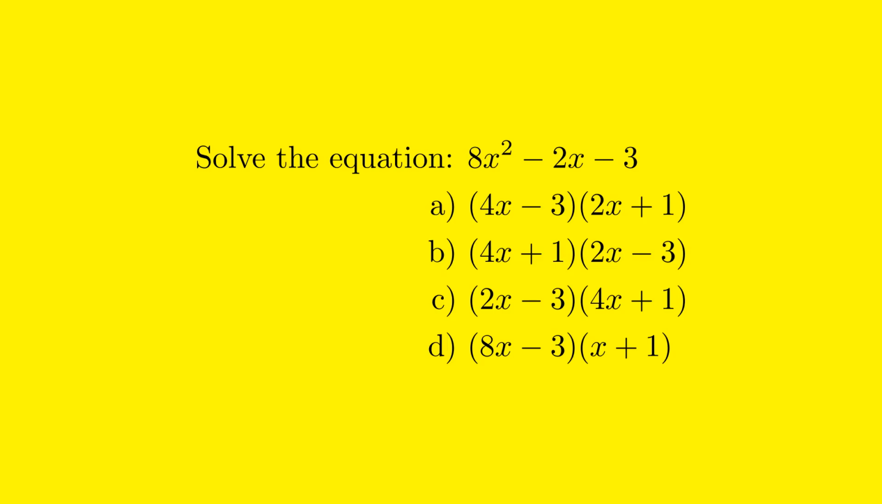In this problem, we are given the quadratic expression 8x² − 2x − 3 and four possible solutions. A, (4x − 3)(2x + 1). B, (4x + 1)(2x − 3). C, (2x − 3)(4x + 1). D, (8x − 3)(x + 1). Pause the video here and try to solve the problem for yourself before we reveal the correct solution.